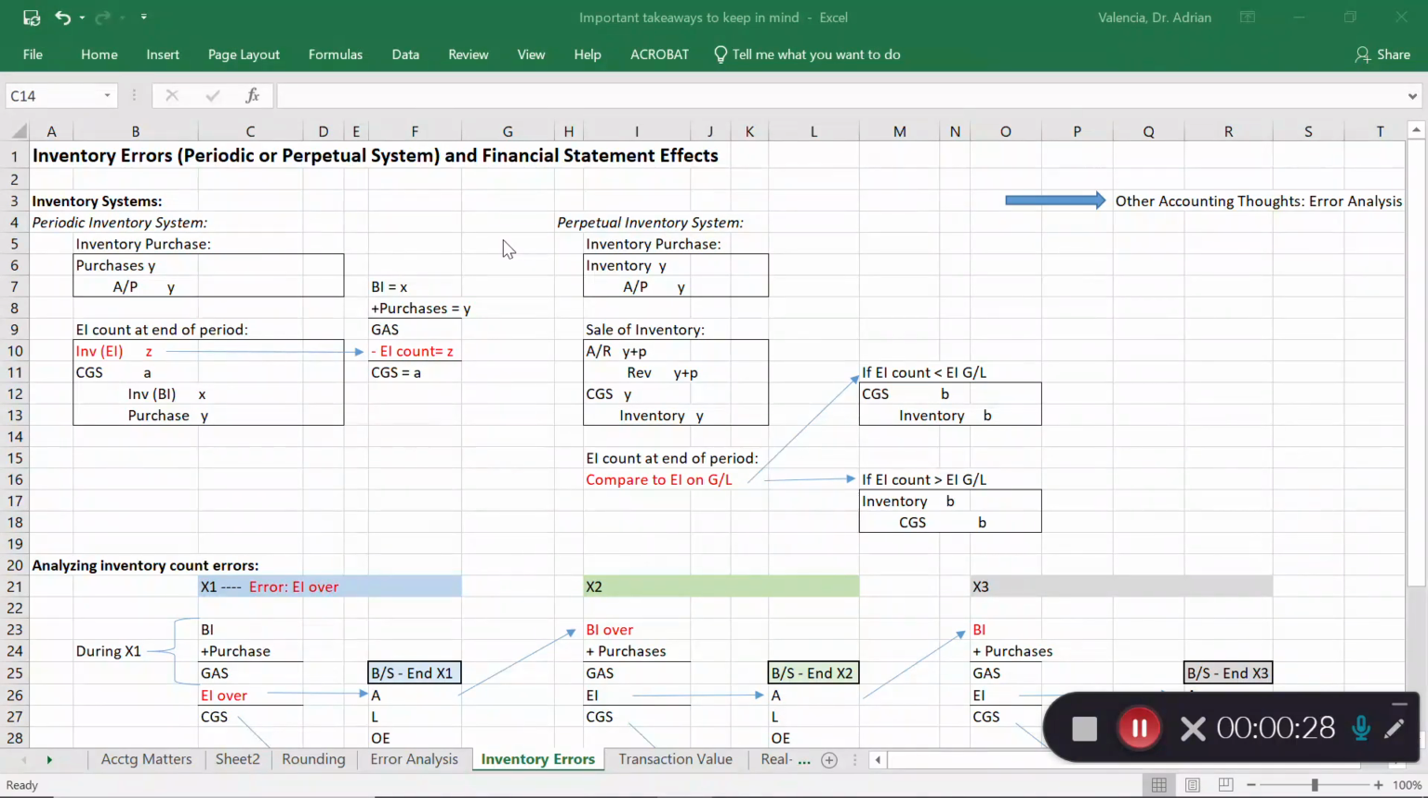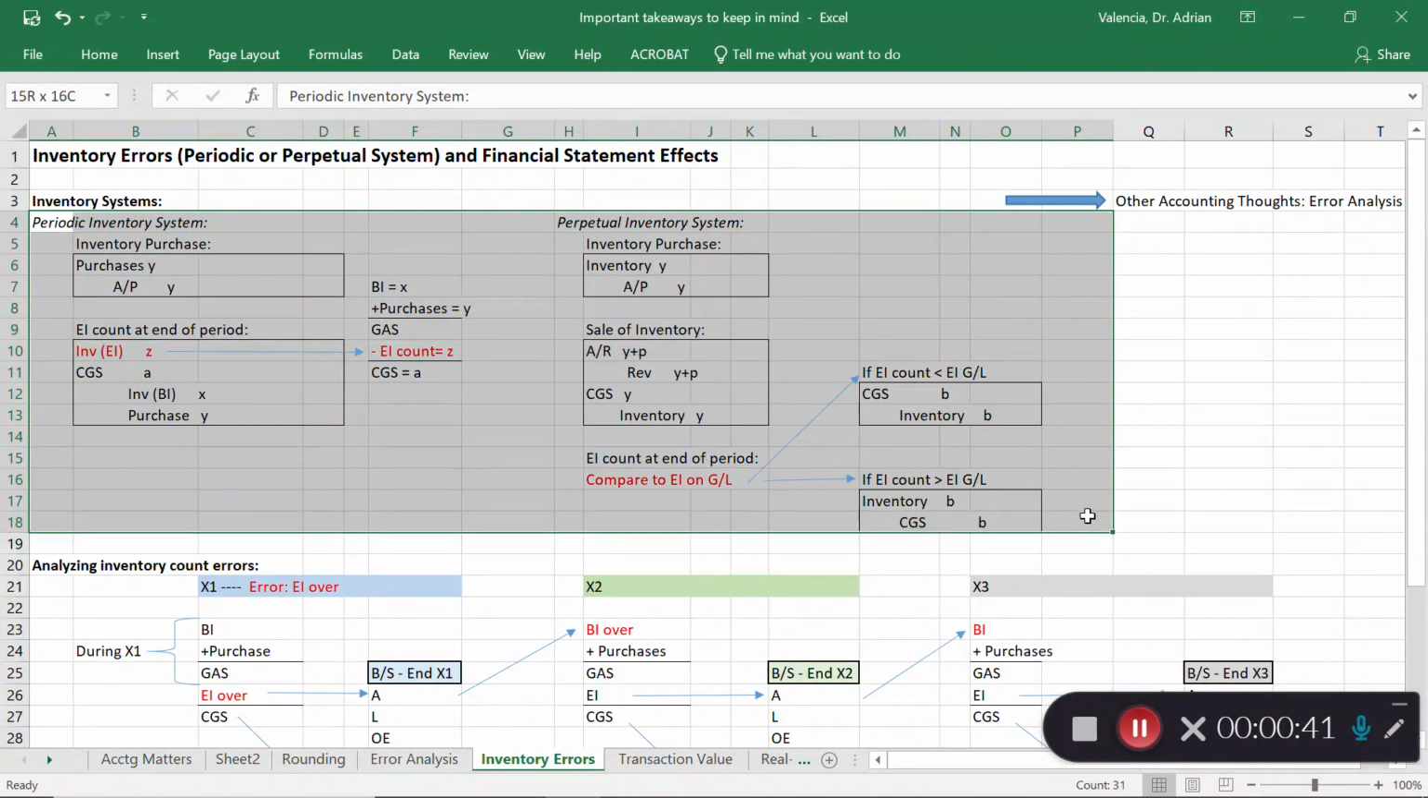So before I illustrate how the error affects our financial statements, I want to first discuss the difference between a periodic and a perpetual inventory system. And I know most of you have already heard about the difference, but I'm going to refresh your memory because this is important to understand as well in analyzing these errors.